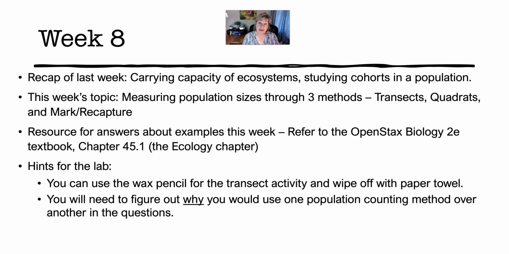So you're going to try that simulation with some beads, with white beads and red beads. Okay, resources for the answers to the examples this week.